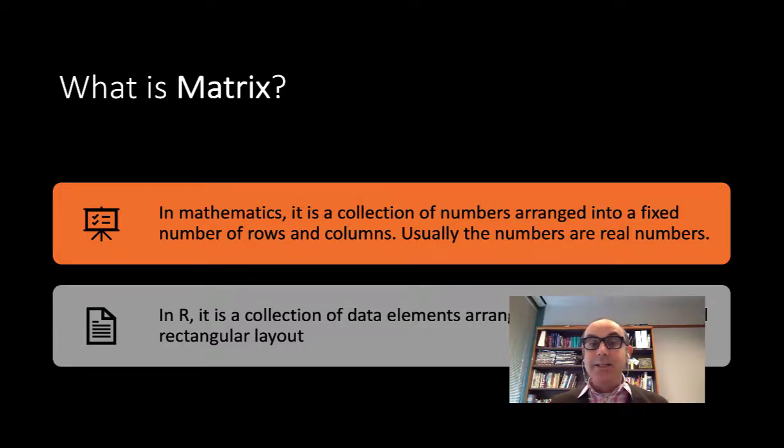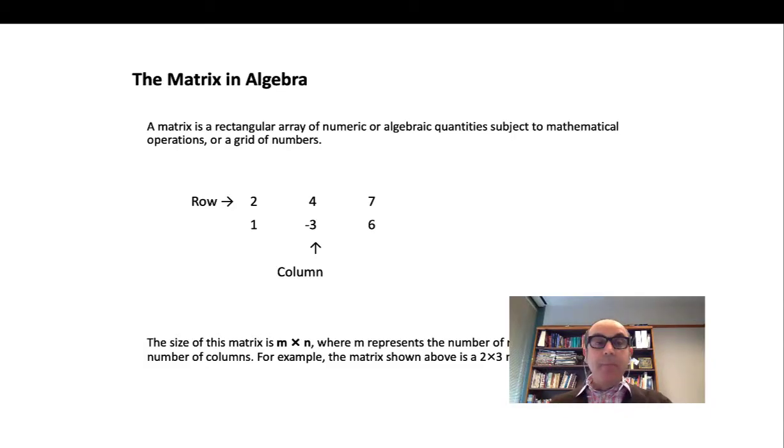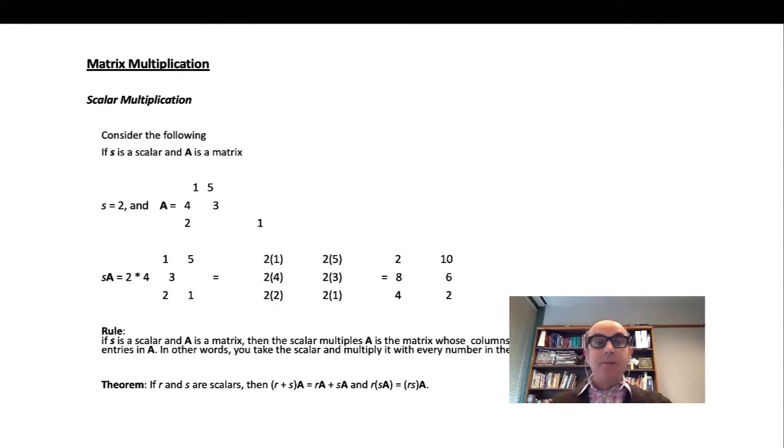In mathematics, it is a collection of numbers arranged into a fixed number of rows and columns. Usually, the numbers are real numbers. In R, it is a little bit different because we are talking about a collection of data elements that is arranged in a two-dimensional layout. So in matrix in algebra, we are talking about the idea of M and N. M is the number of rows, N represents the number of columns, and when you multiply M by N, we have a matrix.